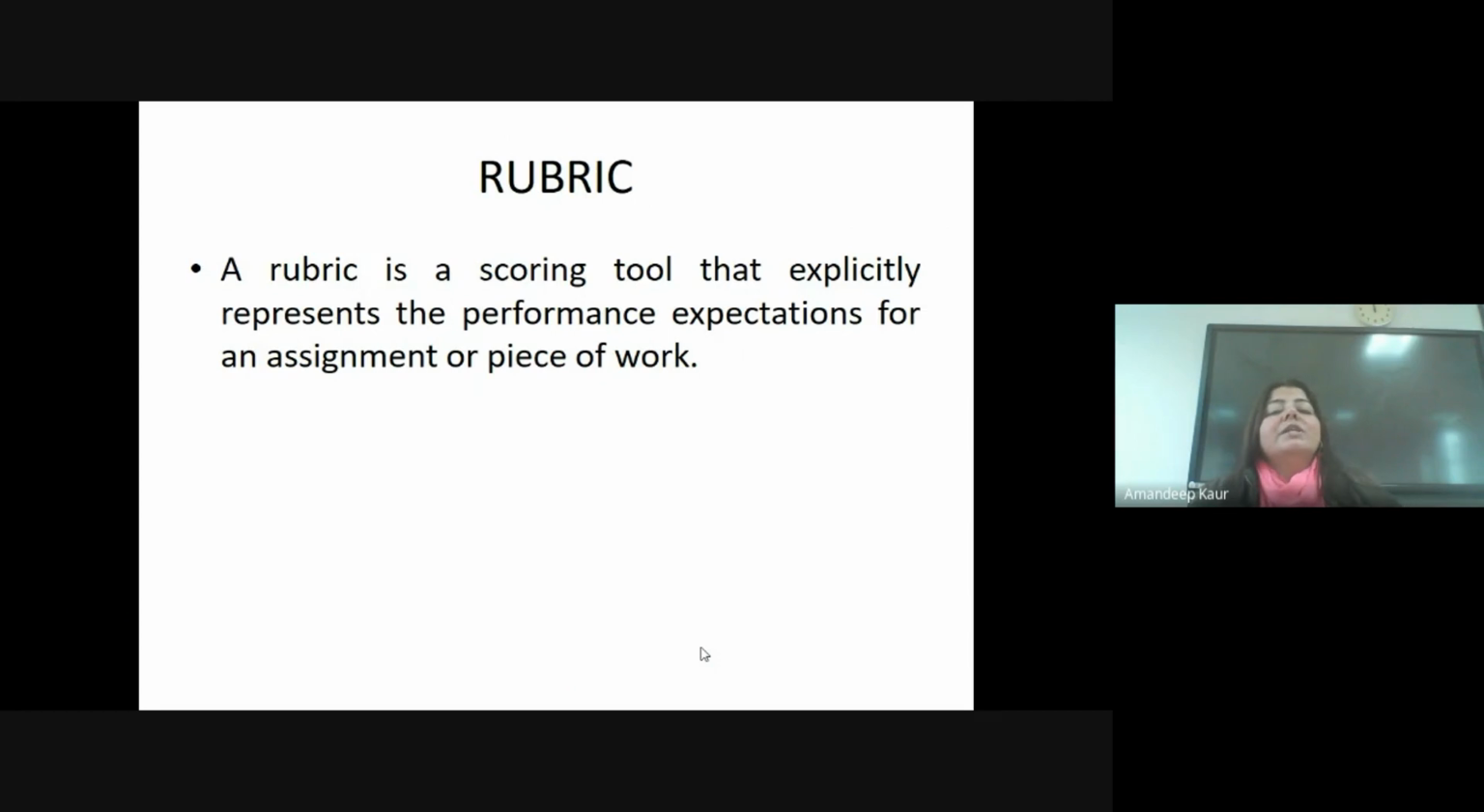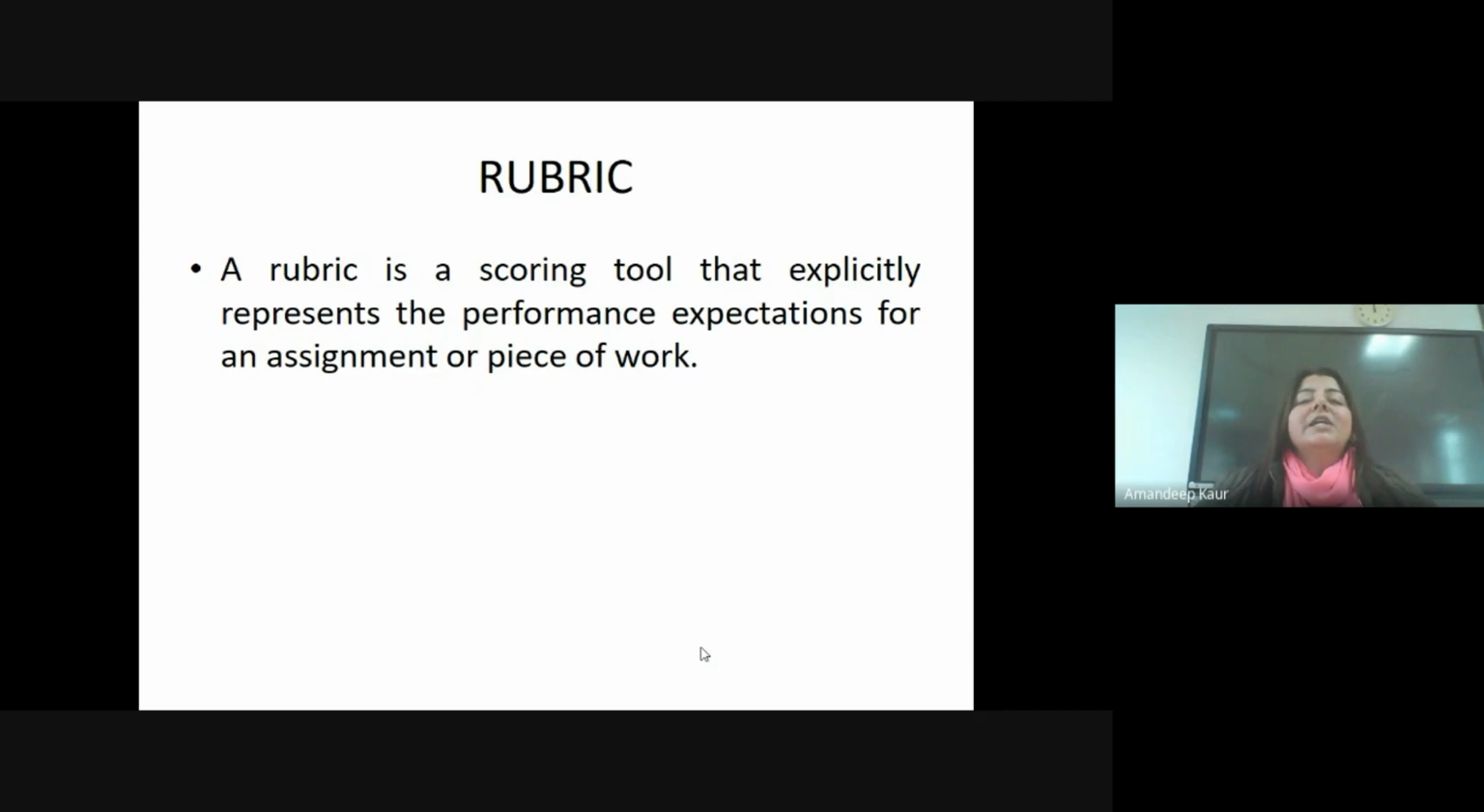When it comes to the design of the rubric tool, a rubric is considered a scoring tool that explicitly represents the performance expectations for an assignment or a piece of work. Say, for example, you have assigned one activity to your student, that is case study analysis. So in a case study analysis, what are your expectations as a faculty? Whatever your expectations are, you are going to enforce those expectations on the student population.